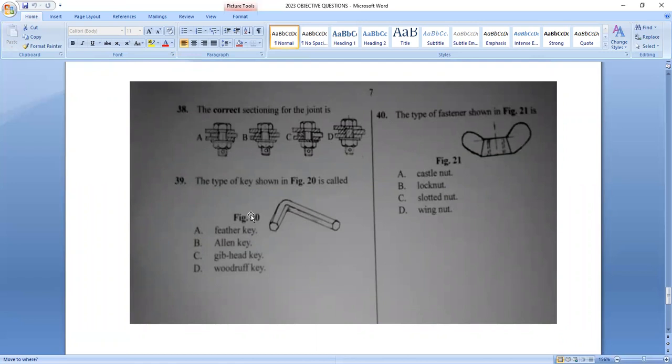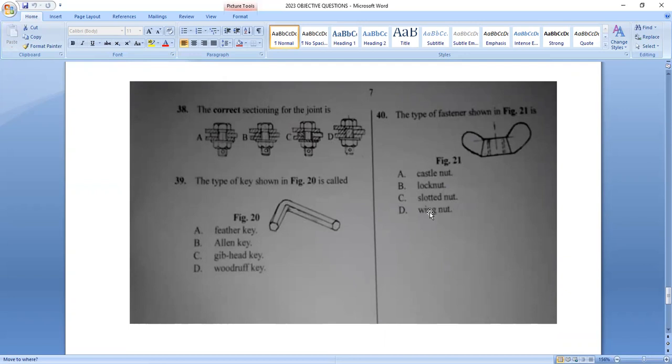Then question 39 says that the type of key shown in figure 20 is called Allen key. That is option B. Then last question on mechanical drawing, which is question 40, says that the type of fastener shown in figure 21 is a wing nut. That is option D. So I provided answers to the questions as we are given for 2023 WAEC technical drawing objective question.